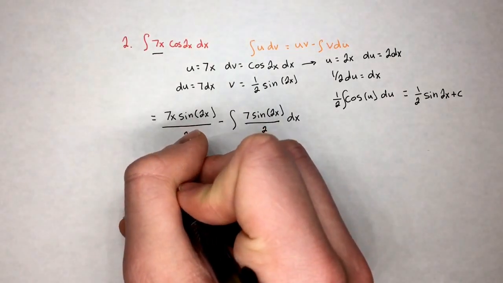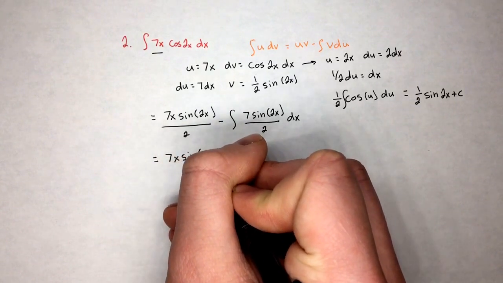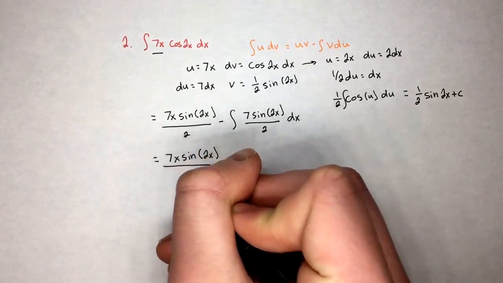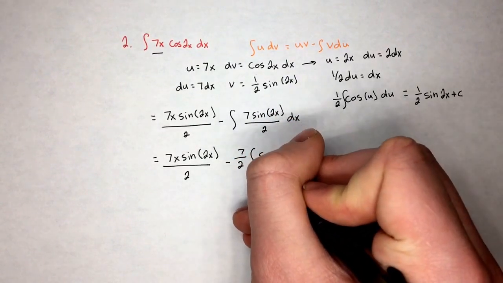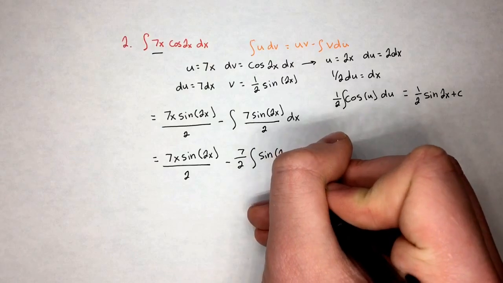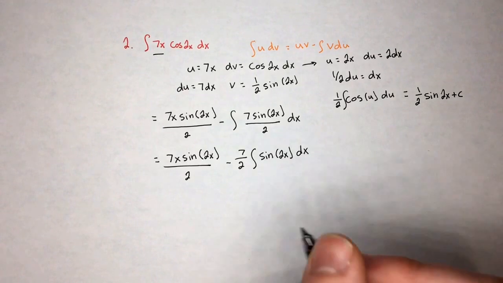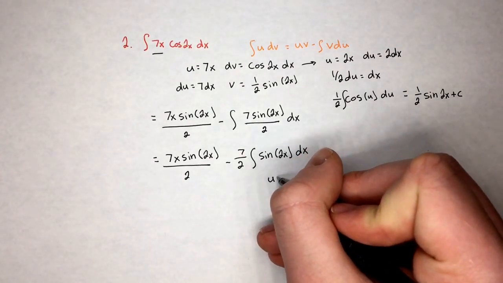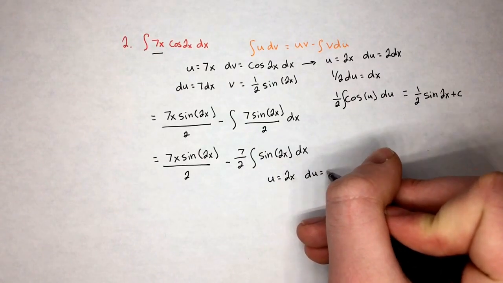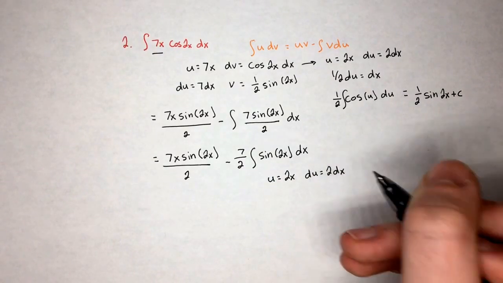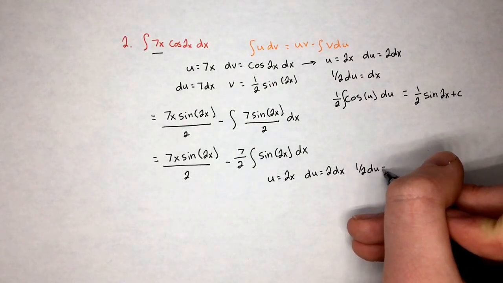And now when we simplify further, we get 7x times the sine of 2x all over 2 minus 7/2 times the integral of sine of 2x dx. And what you'll notice is that we cannot do this integral without u substitution. So we'll set u equal to 2x, making du equal to 2 dx. And then when we solve for that, we get 1/2 du is equal to dx.